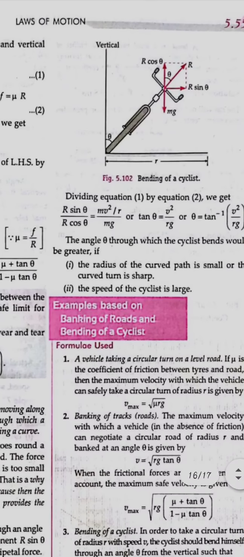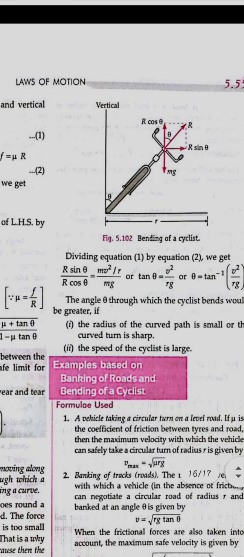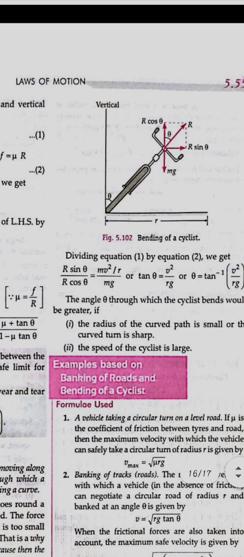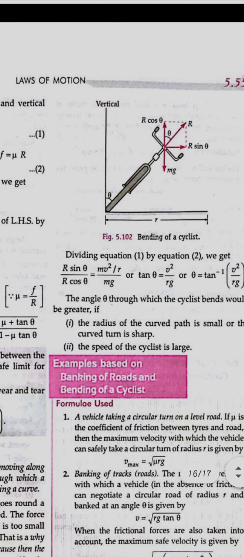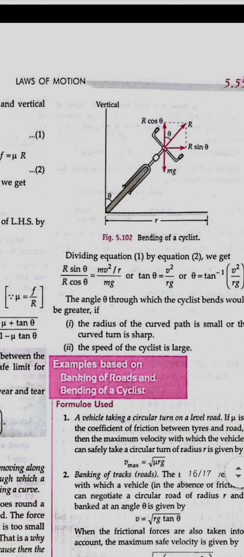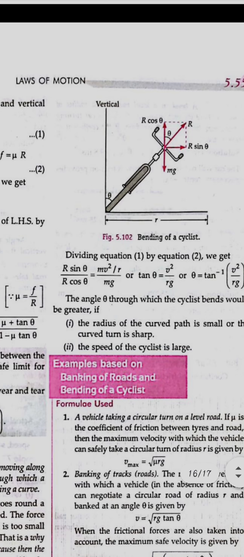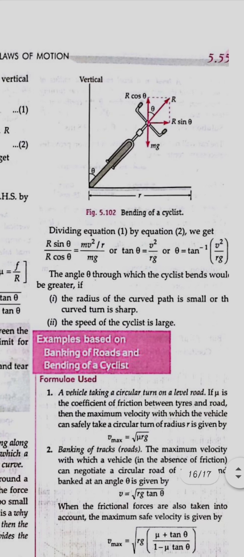So here it will come again, the bending of a cyclist. If a cycle is bent, then the resolution is given as R sin theta and R cos theta. R cos theta should balance mg, so mg equals R cos theta, and the centripetal force equals R sin theta. So mg equals R cos theta, and mv square by r equals R sin theta. On dividing we get tan theta equals v square by rg.